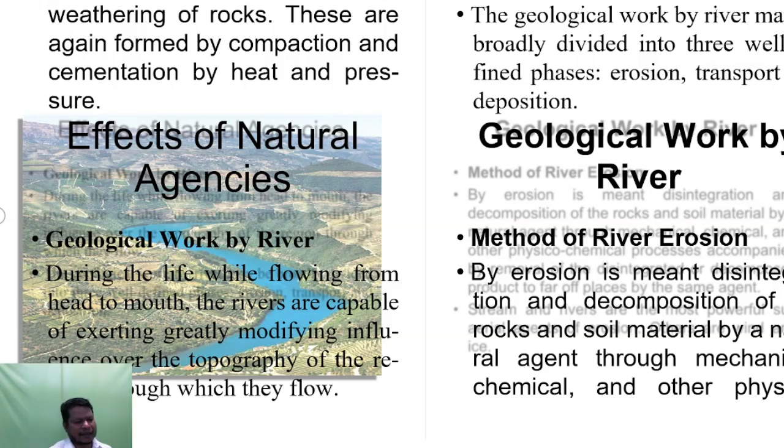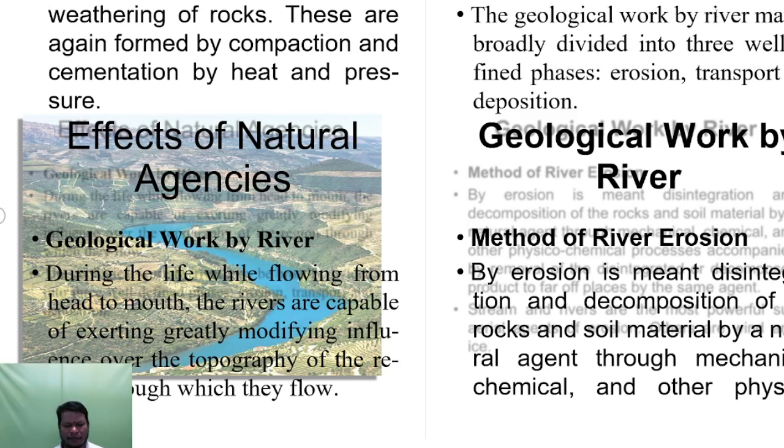What is the geological work of a river? Geological work by a river during its life while flowing from head to mouth. The rivers are capable of exerting a greatly modifying influence over the topography of the region through which they flow. The geological work by a river may be broadly divided into three well-defined phases. One is erosion, next one is transport, then the deposition.